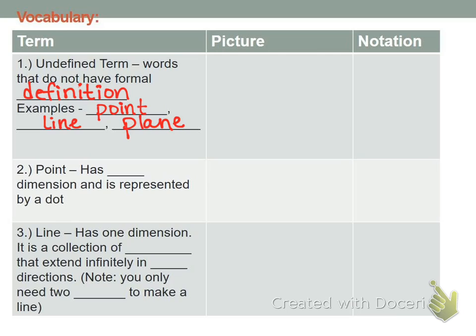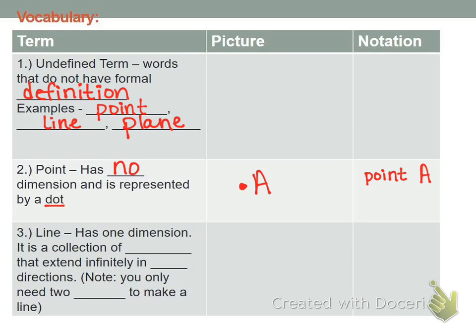A point has no dimension and is represented by a dot. So for our picture, it is simply a dot. We usually like to label our points if we're going to talk about them. So give it a capital letter, like point A. So our notation for that would be to write out point, capital A.